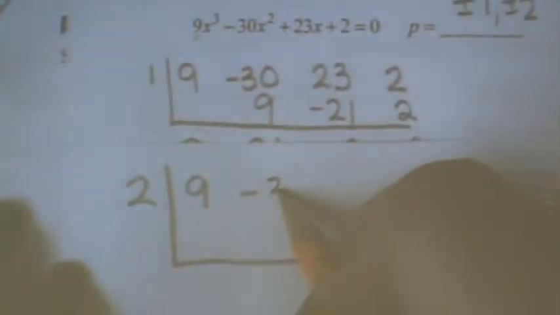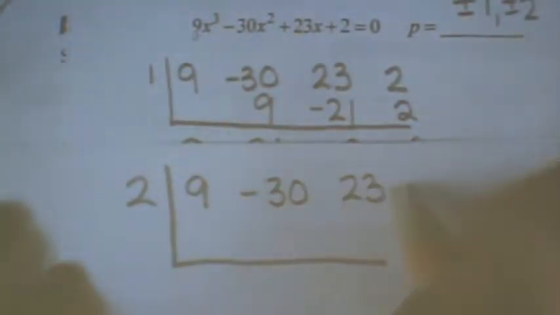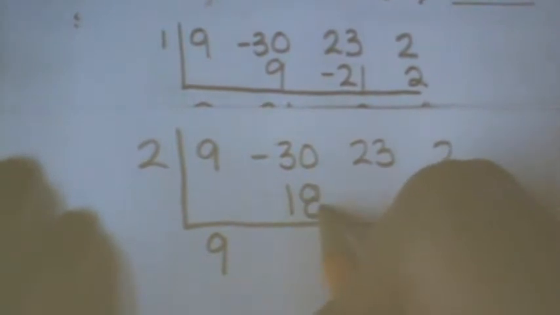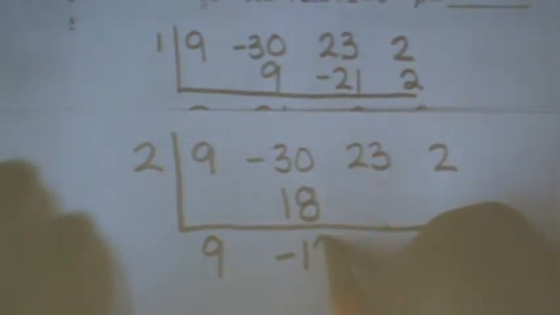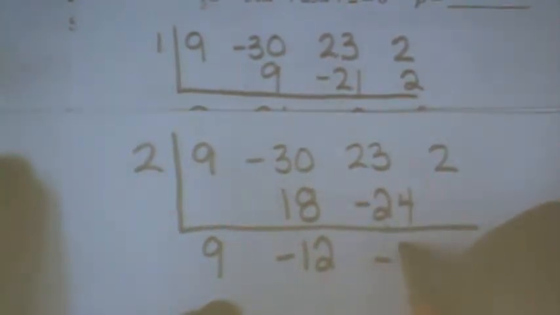9, negative 30, 23, and 2. Bring down the 9. 9 times 2 is 18. What do you get? Negative 12, right? Multiply, you get negative 24. Oh, I'm happy. And it works. Thank God, we got our first 0.